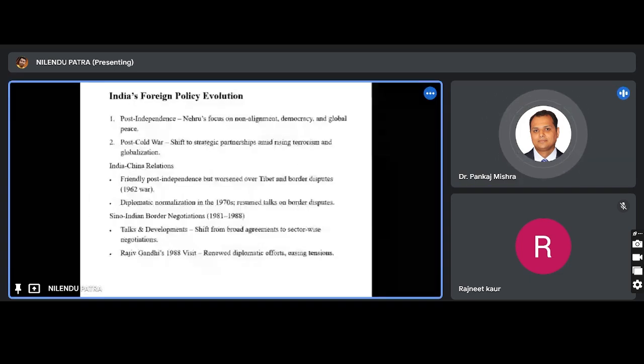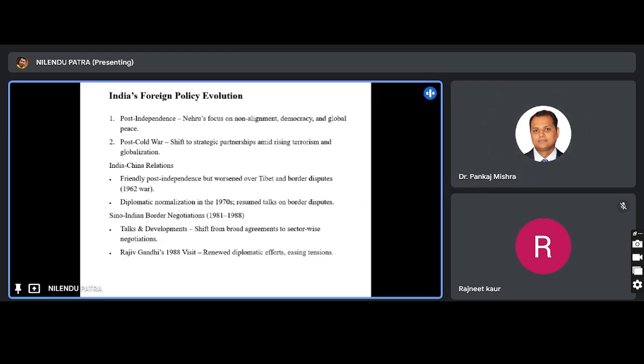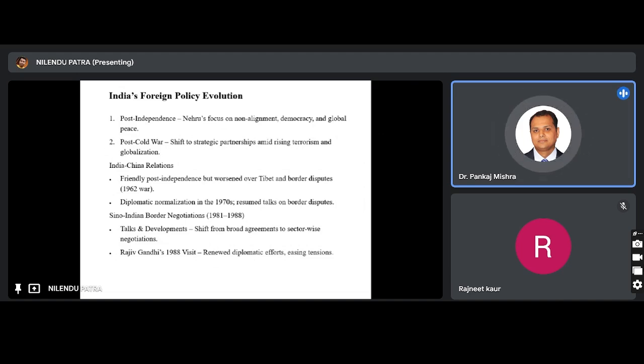Why was the Indo-Sino border negotiation required? What was the reason? China, in 1962, came and acquired Assam, and then through the actions of the Indian government and the involvement of the United Nations, India regained the Assam region. You have to give these points. You have to explain these things.